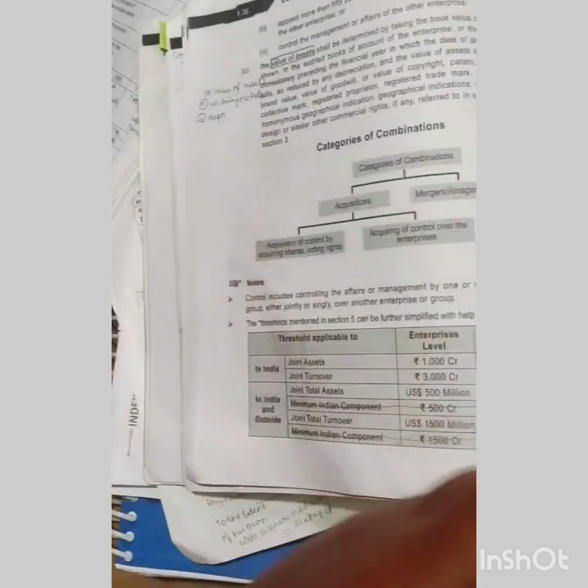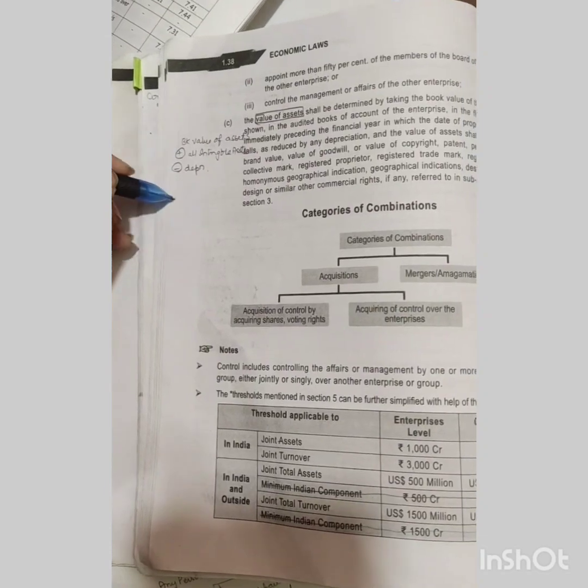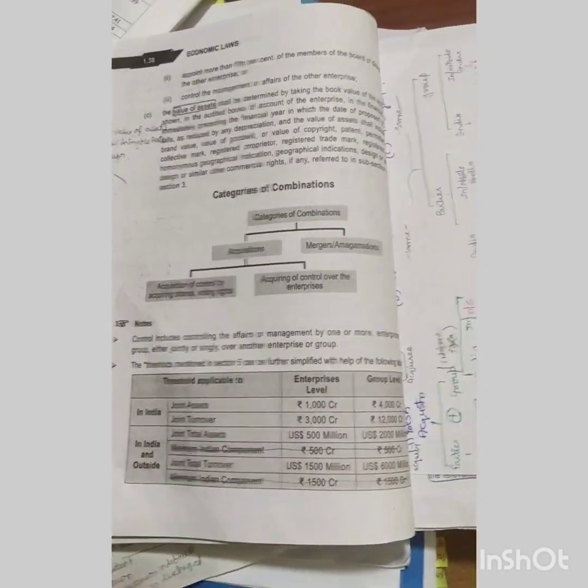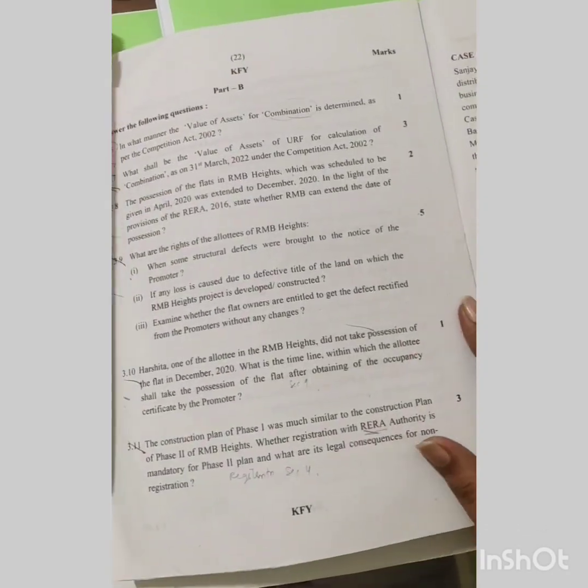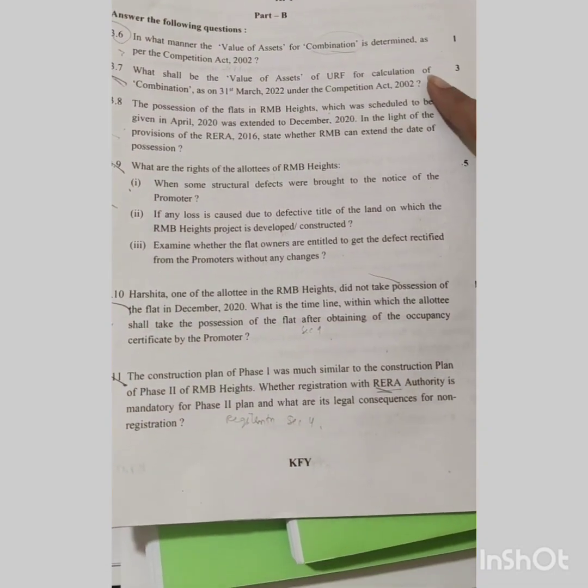I can see. So the first question they asked, how do you determine? So this is the way you determine it. That's it. This is the answer for my first question. I did not write that actually, the first question, because of the time constraint. I did not have enough time, so I left that 1 mark.